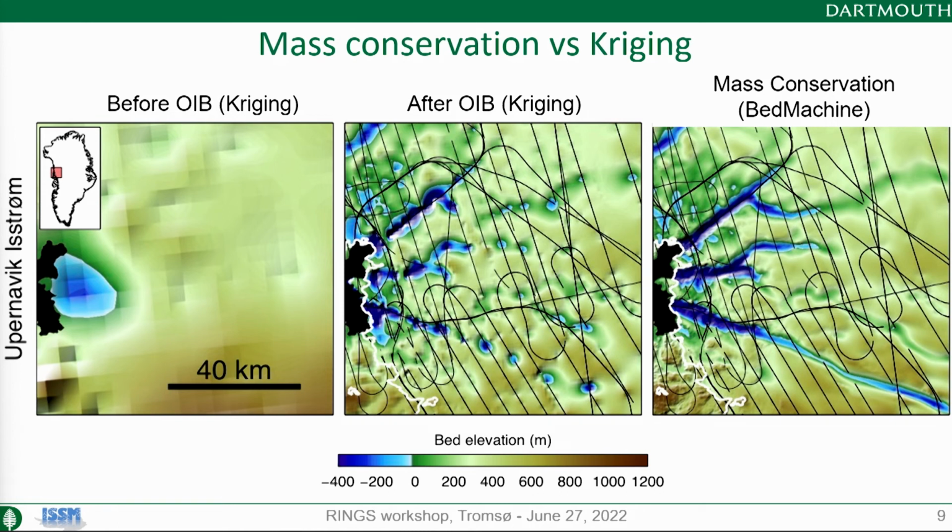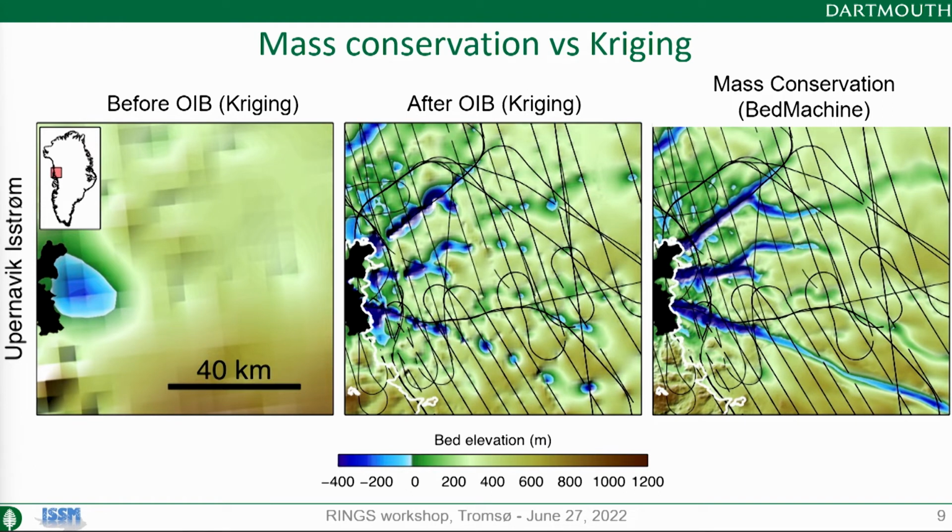So that's Upernavik. That was before Operation Icebridge. There were basically no ice thickness measurements. After Operation Icebridge, we had a lot more, but now you see that with the usual techniques of Kriging, it doesn't look quite right. We had deep points where we had measurements, and then in between, the bed would go back up because the interpolation methods are generally isotropic, and they're not aware necessarily that this should be a continuous feature.